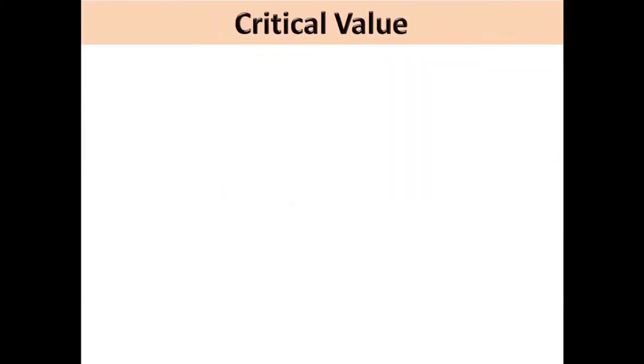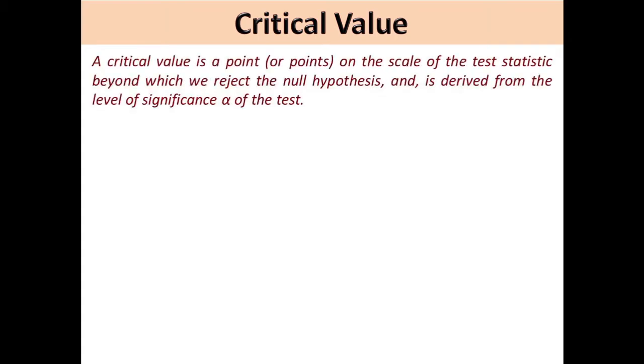Critical value. A critical value is a line on a graph that splits the graph into sections. One or two of the sections is the rejection region. If our test value falls into that region, then we reject the null hypothesis. Or we can define the critical value as a point or points on the scale of the test statistic beyond which we reject the null hypothesis, and it is derived from the level of significance alpha of the test.